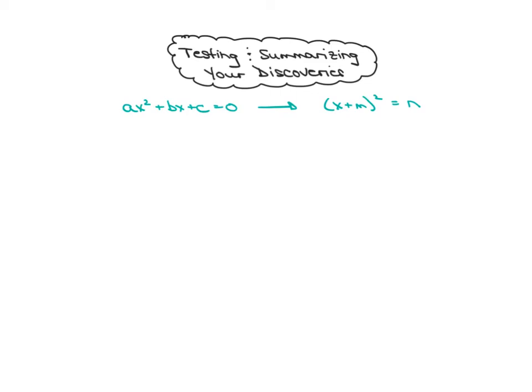First, we're going to test your discoveries to see if they really do work. We're then going to summarize and generalize this technique that we can use to convert any quadratic equation into something that can be solved with the square root method. And finally, we're going to try a few more examples that look at a few nuances.